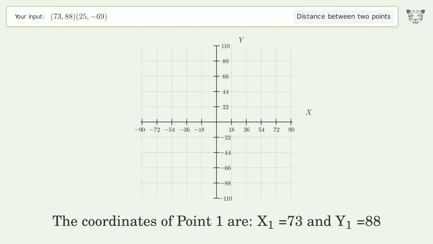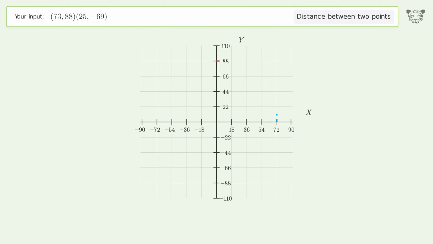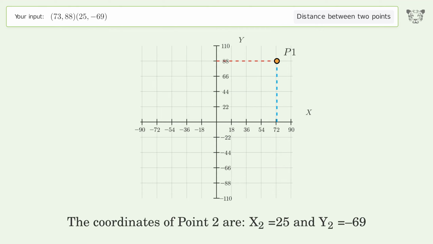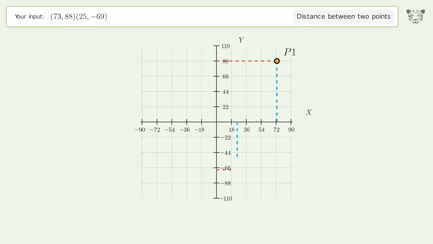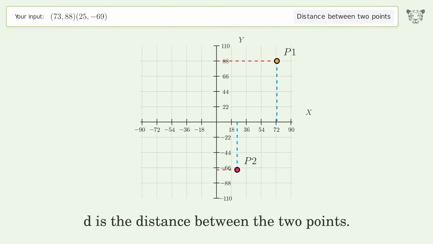The coordinates of point 1 are x1 equals 73 and y1 equals 88. The coordinates of point 2 are x2 equals 25 and y2 equals negative 69. D is the distance between the 2 points.